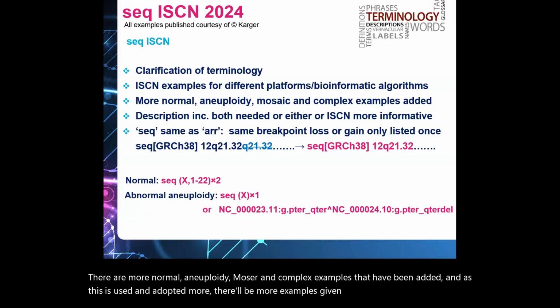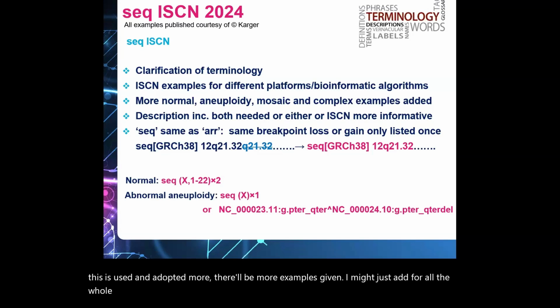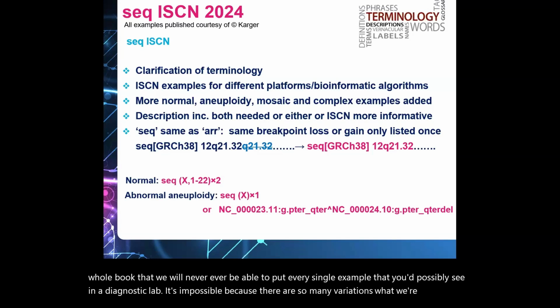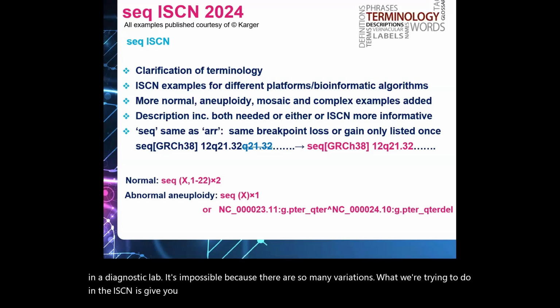I might just add for the whole book that we will never, ever be able to put every single example that you would possibly see in a diagnostic lab. It's impossible because there are so many variations. What we're trying to do in the ISCN is give you the rules so that you can actually describe the abnormality that you are seeing.